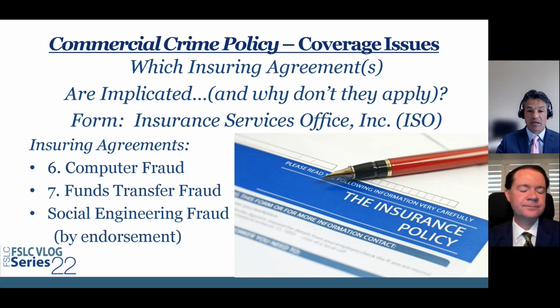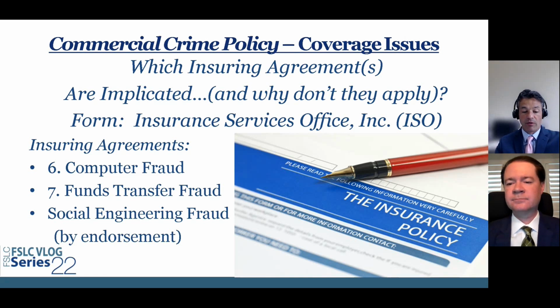Funds transfer fraud is something similar to social engineering in the sense that it is where the bad actor pretends to be the insured and contacts the insured's financial institution to obtain the transfer of funds. Again, it does require a duping of sorts, but in this case, the insured's not even involved. So it's typically not where that situation is going to fall into place. Social engineering fraud is how we described it.